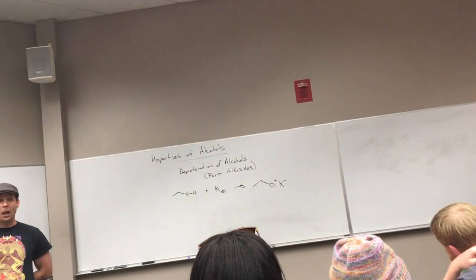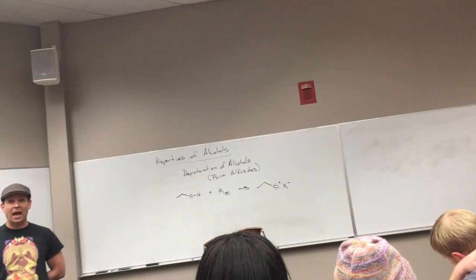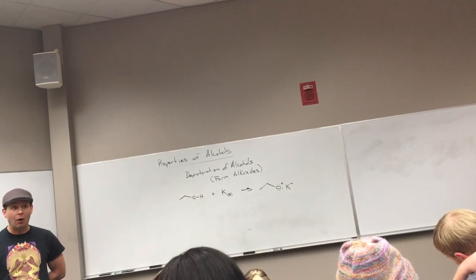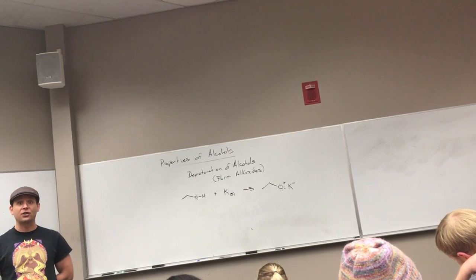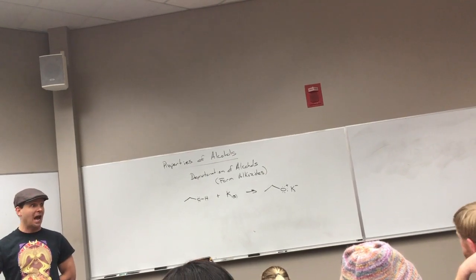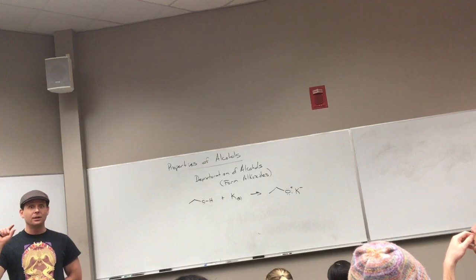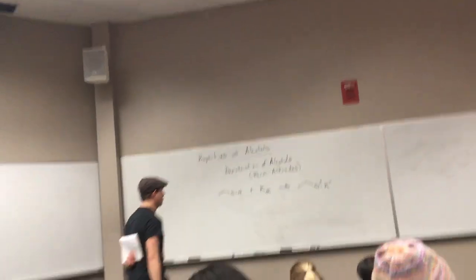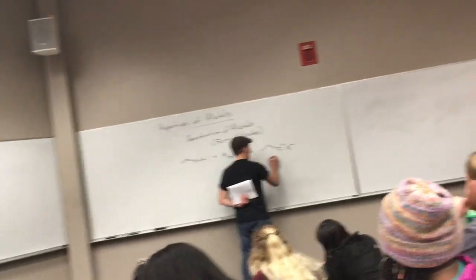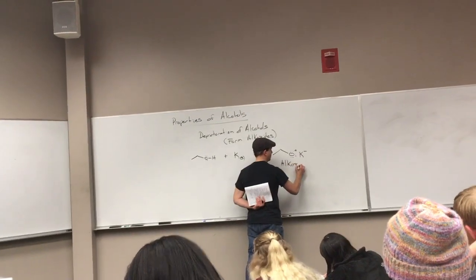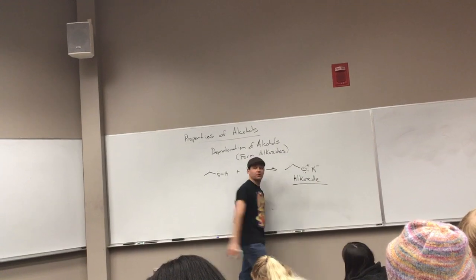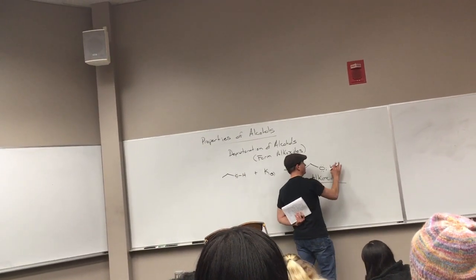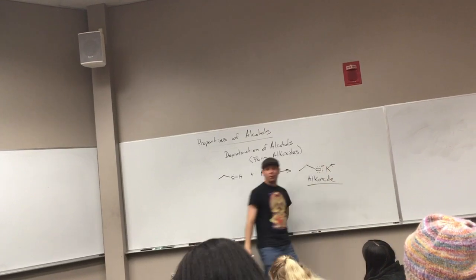We all realize that O minus cannot exist as O minus. It has to be counterbalanced. So almost all of our alkoxides are alkoxide salts. They will be paired with potassium, or sodium, or one of those other group 1 metals. This is your actual alkoxide.